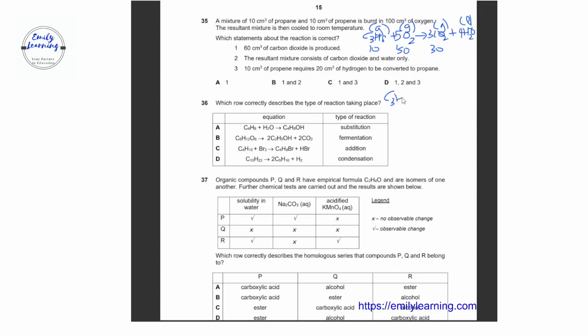Now let's also write out the equation for propene. We have 3 CO2 plus 3 H2O. Okay, so we have 4.5 O2.